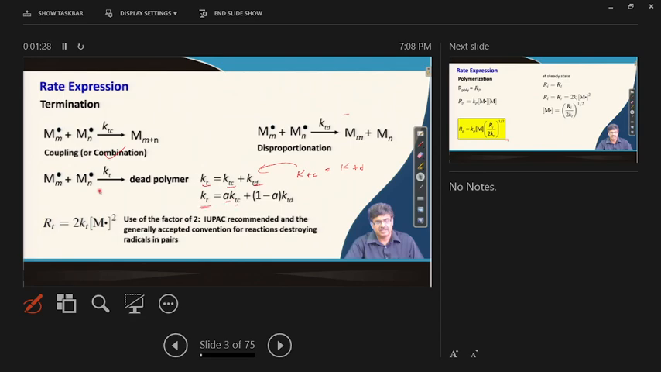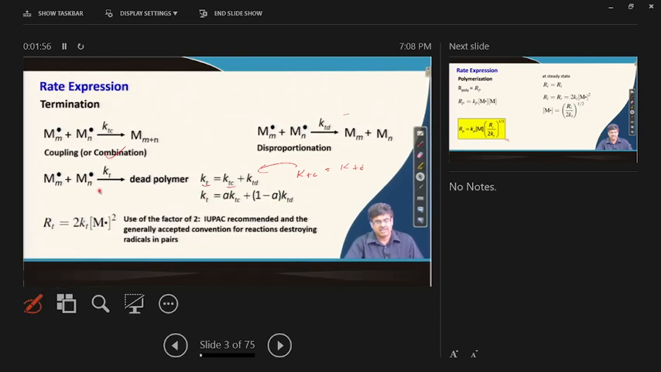Okay, so you can say the fraction of molecules which are terminated by coupling is α, and 1 minus α is the remaining fraction of molecules which are terminated by disproportionation. So finally the KT will be expressed by this equation. This is the corrected equation, you can say for real life application.